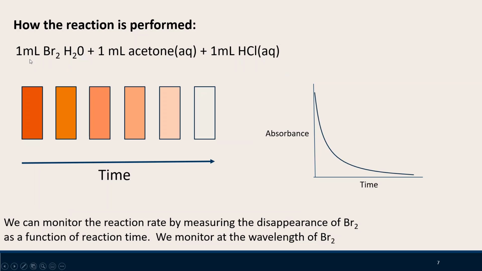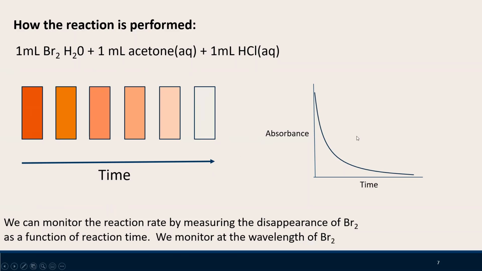So if we mix 1 ml of bromine water, so that's basically bromine dissolved in water, plus 1 ml of acetone, and then add 1 ml of HCl. Then in the beginning of the reaction, the color will be kind of orange brown. And because the bromine is consumed over time, the color becomes lighter and lighter. And eventually, when the bromine is completely consumed, the color should be gone and the solution becomes clear.